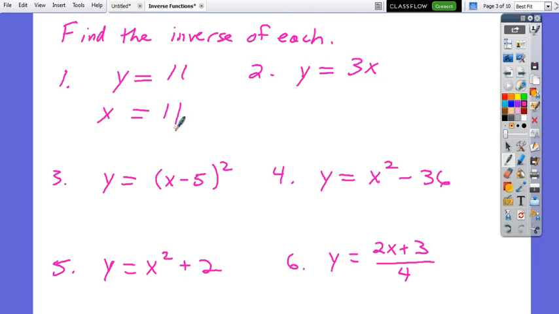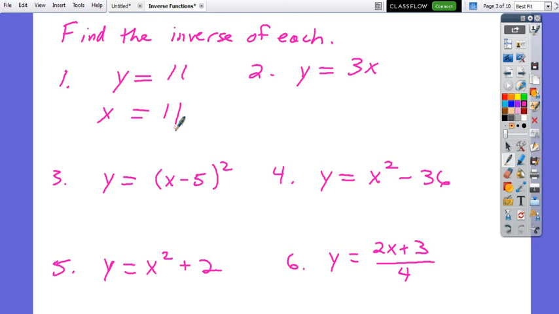All right? But it didn't ask us to tell if it was a function or not. It just says, find the inverse. x equals 11 is the inverse. Now, I suppose you could say f inverse of x, f negative 1 of x equals 11, but I'm just going to leave it like this right now.